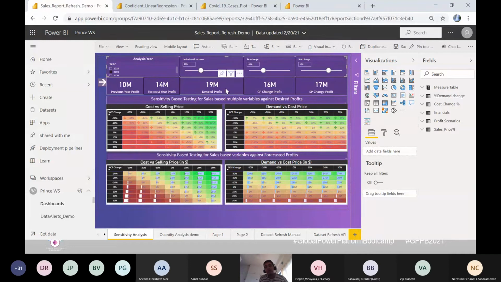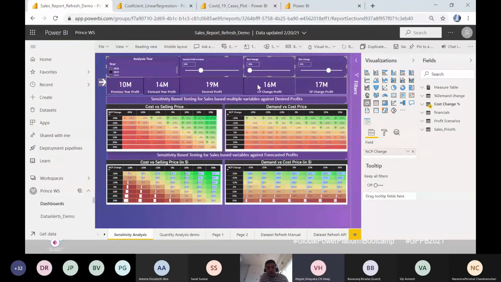I can only control cost price, so I'll try to change the cost price to see, on a single-handed basis, without changing any selling price or quantity, what I can do with cost price to achieve this profit. So if I go 30% down, it's just updating this value. Oh, I can achieve 28 million.